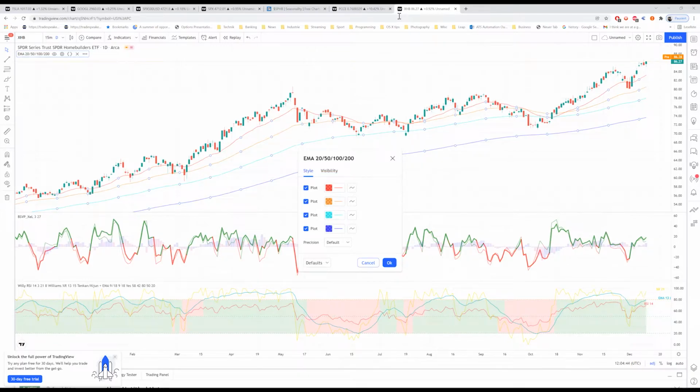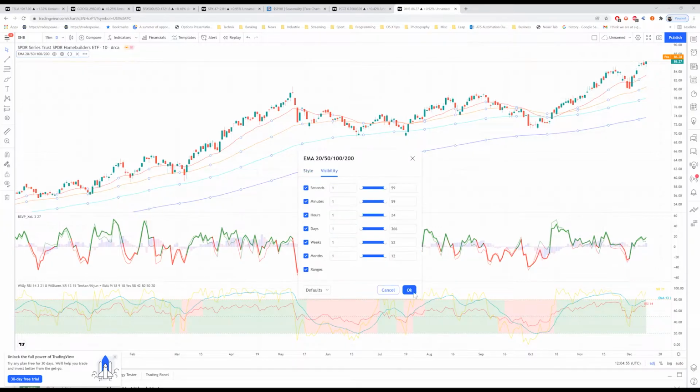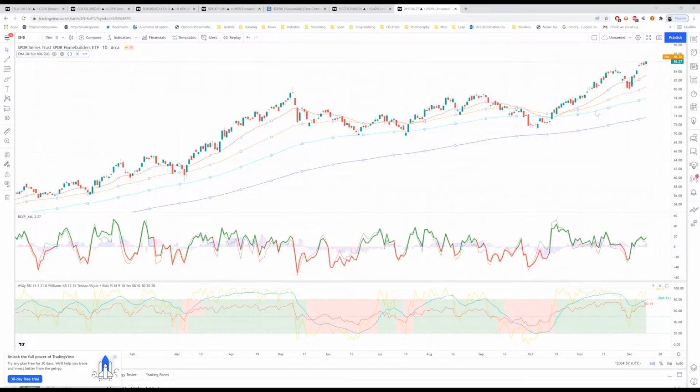Let me clear that drawing so I can go to visibility here. It's actually not letting me adjust it. So never mind. I might look and say, okay, if it pulls back to the 20, then I can get in here and then ride it out to January.